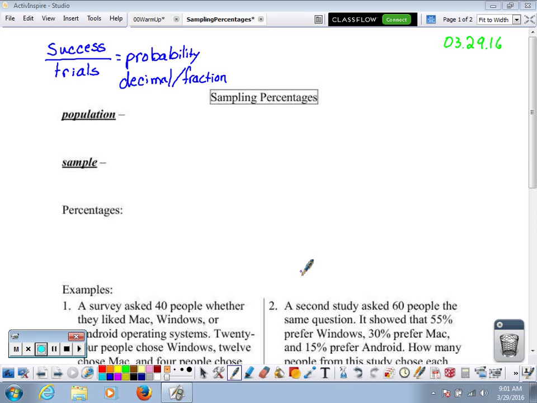Okay, today we're looking at sampling percentages. We're talking about, if we're doing a statistical study, the sample, the percentages that we get from the sample, and ultimately making inferences about that entire population. Now, I've mentioned population and sample. These are two very, very different things.